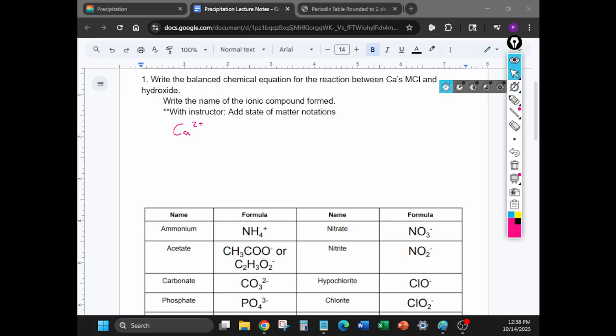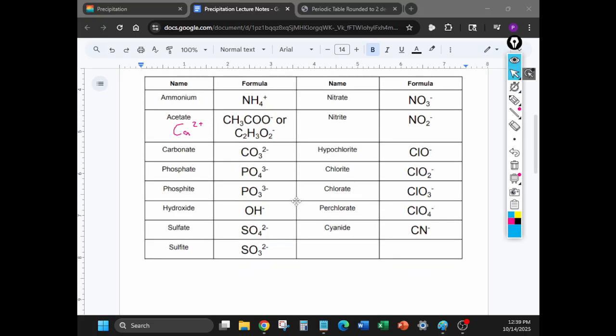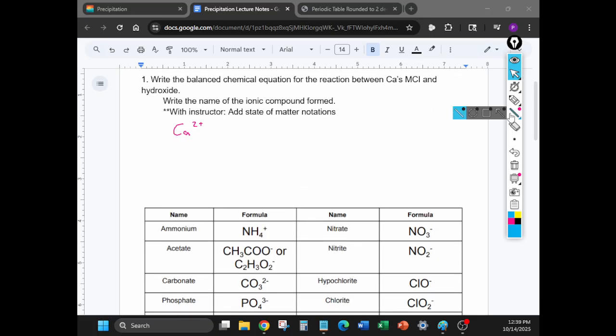All right, our anion. So our anion is going to be hydroxide. So we're going to look at our chart and look for hydroxide. And hydroxide is OH-1. So we're going to write OH-1. That is our anion. So we're going to be writing the balanced equation, so we're going to put a plus in between and draw an arrow.